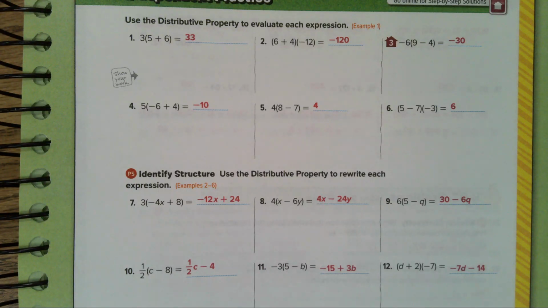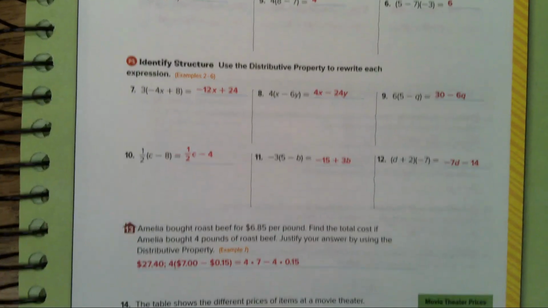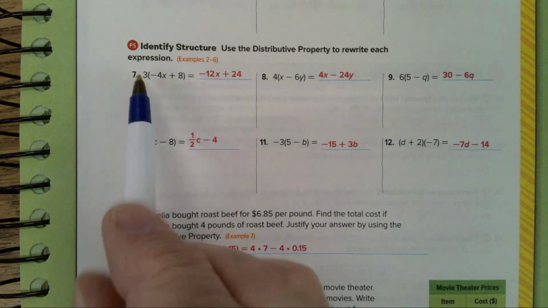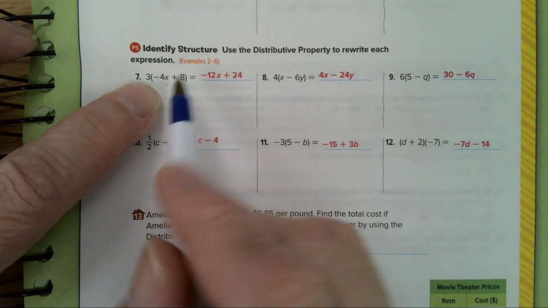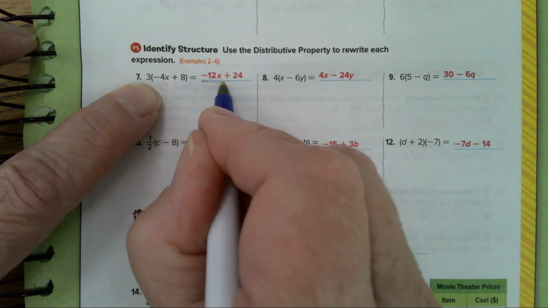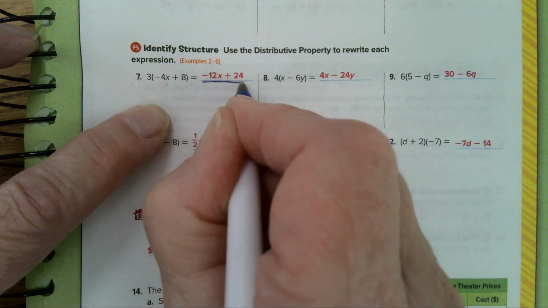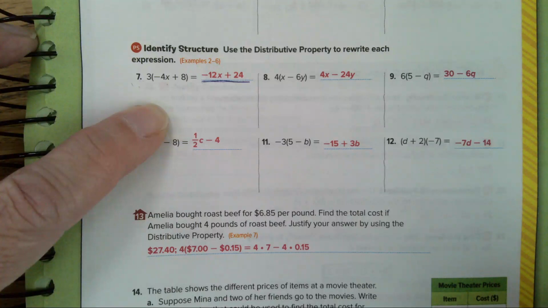Okay, now let's look at the next group. This is where it gets a little trickier. All right. I think that was easy. 3 times negative 4x gives you the negative 12x. 3 times 8 is 24. So do you see how they got 12x plus 24? Good.